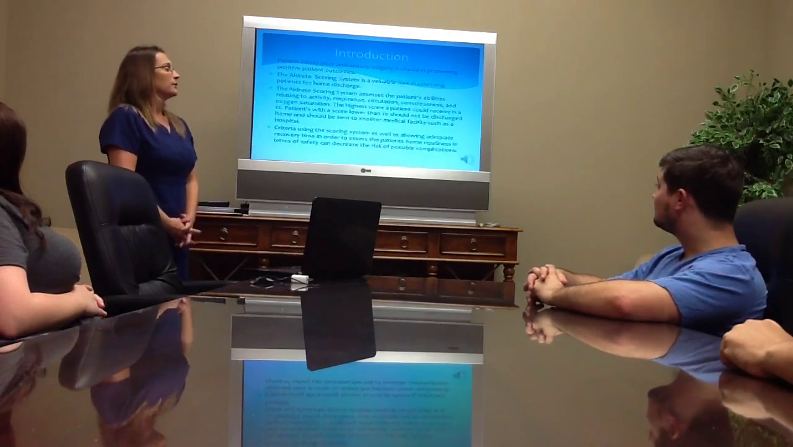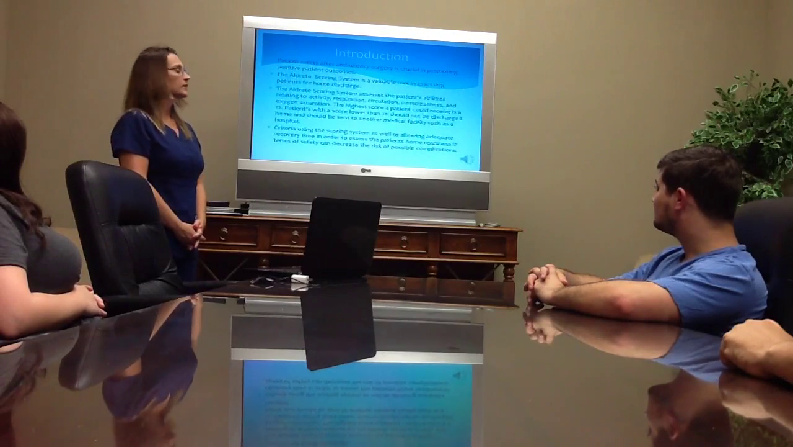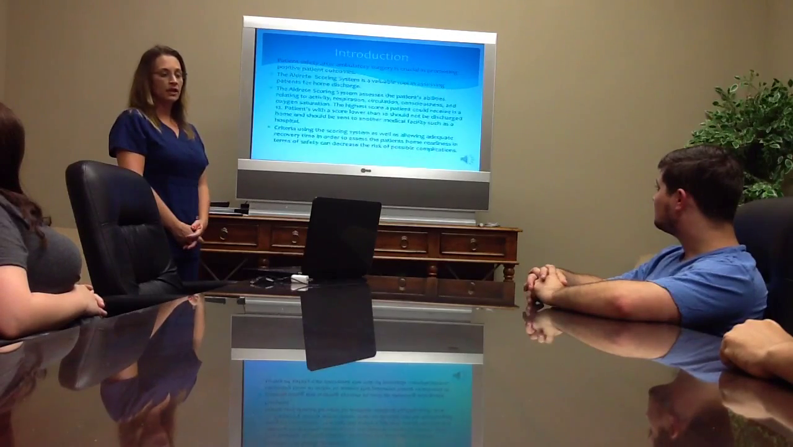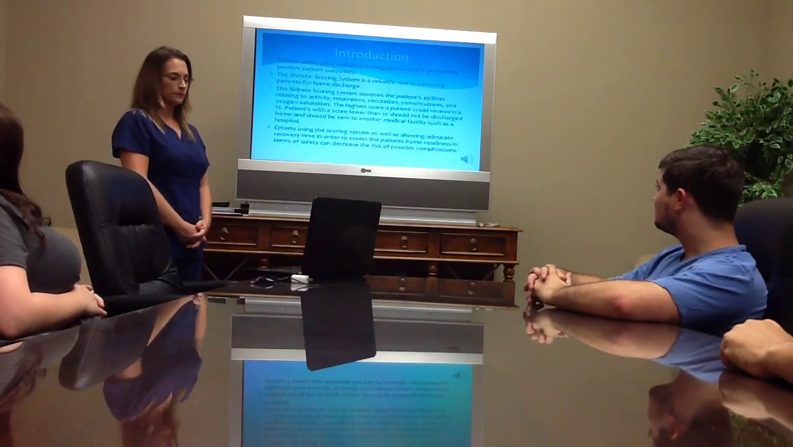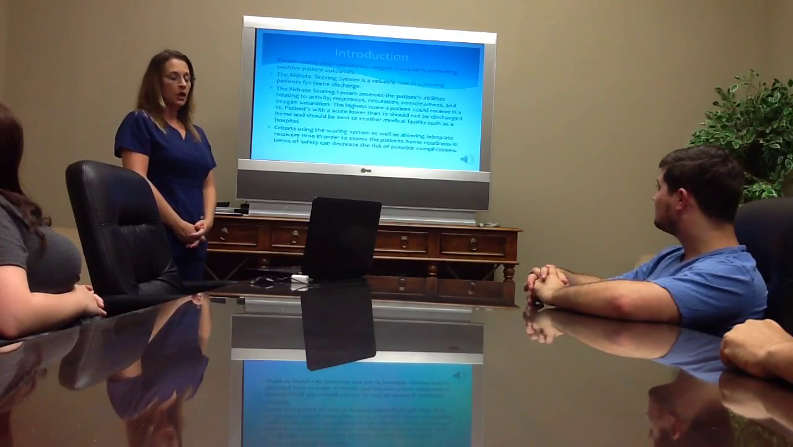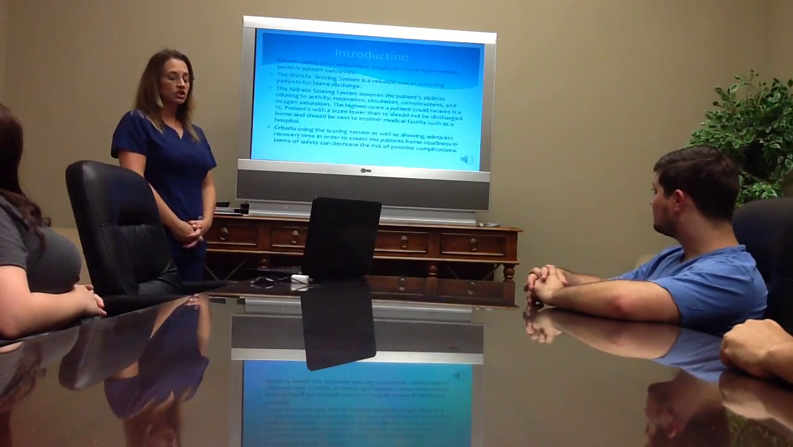Patient safety after ambulatory surgery is crucial in promoting positive patient outcomes. The Aldrete scoring system is a valuable tool in assessing patients for home discharge. The Aldrete scoring system assesses the patient's abilities relating to motor activity, respiration and breathing, circulation, consciousness, and oxygen saturation.